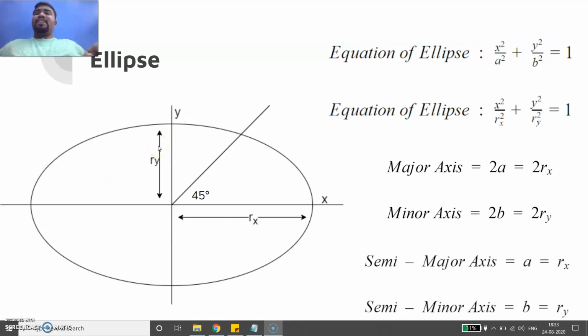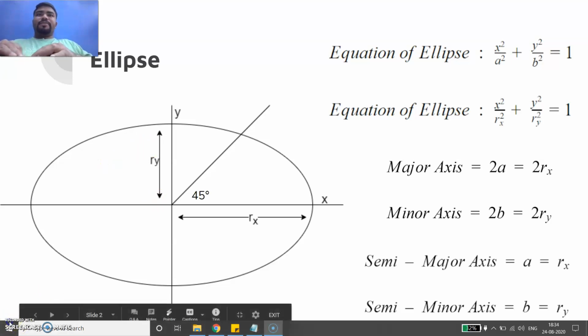First we'll understand how to make a proper equation of ellipse and how to replace the values of x and y in the equation to understand whether the point is lying inside the ellipse, outside the ellipse, or on the ellipse. So let's get started.